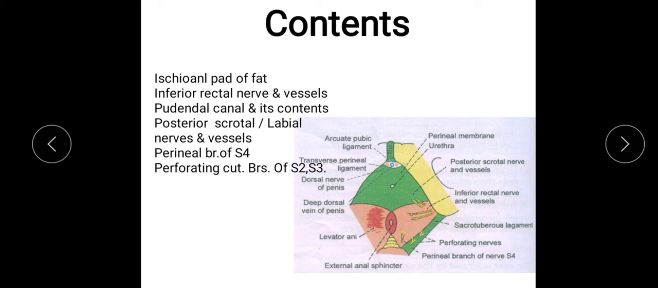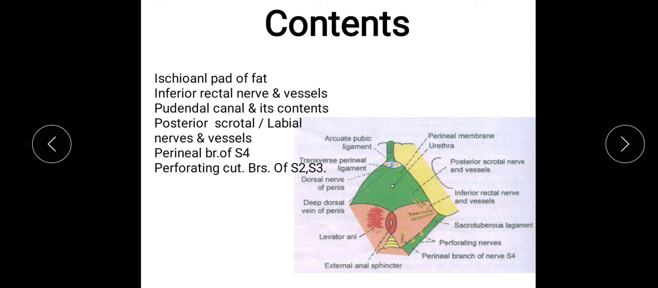We have already seen the posterior scrotal vessels and nerves in the case of male; in female there are posterior labial nerves and vessels. They cross the anterolateral part of the fossa and enter the urogenital triangle.